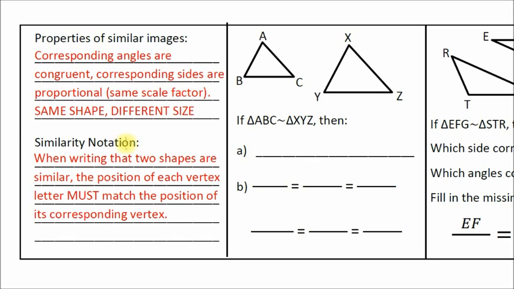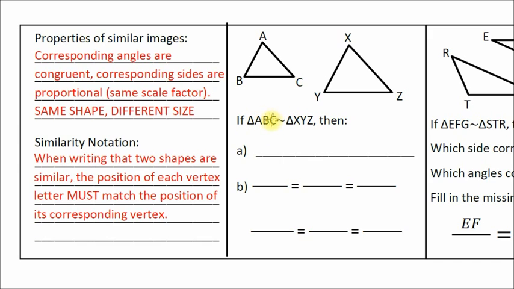And then we're going to introduce not only corresponding parts in this video, but also this idea of similarity notation. This is a way of writing mathematically that two particular shapes are similar to each other. And here's your definition. When writing that two shapes are similar, the position of each vertex letter must match the position of its corresponding vertex. So write that definition down, pause for a moment to write that, and then continue on once you get done, because in the continuation right after that I want you to see, here's an example of a similarity notation.